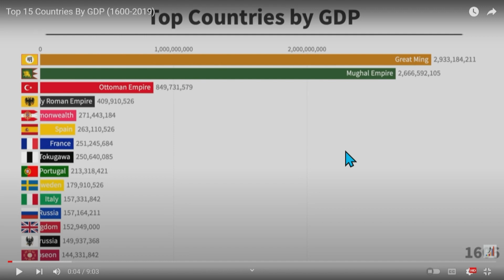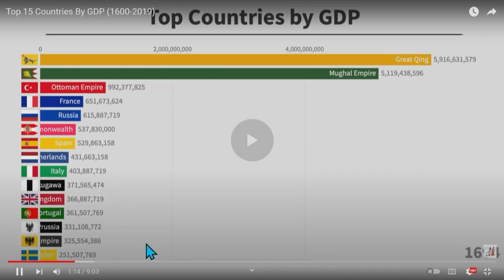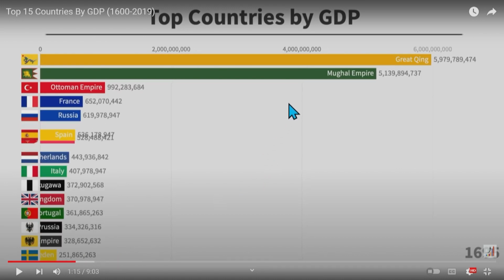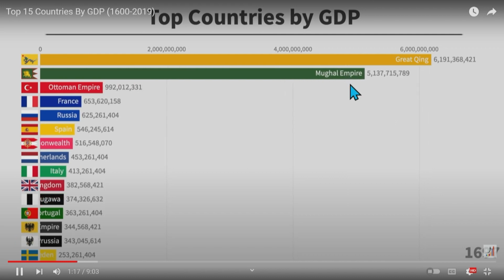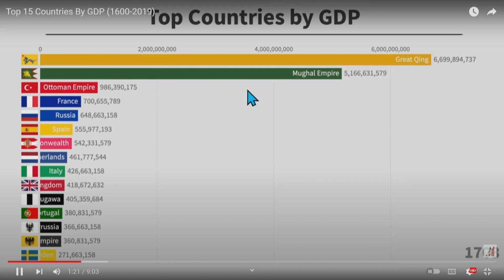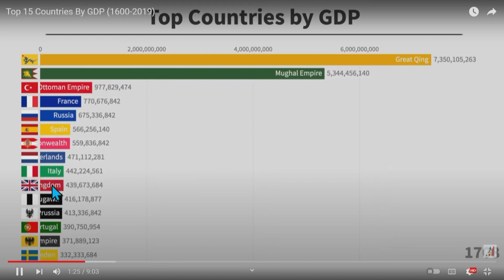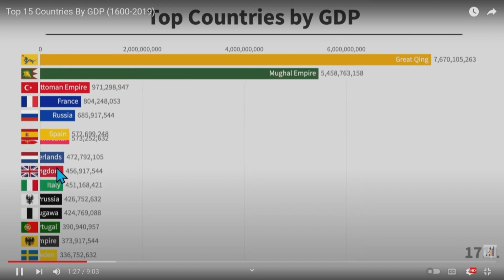Now, let's skip over to 1 minute and 15 seconds. Okay, and then China, and then look at India. It is becoming poorer and poorer. But England is becoming richer and richer. See?